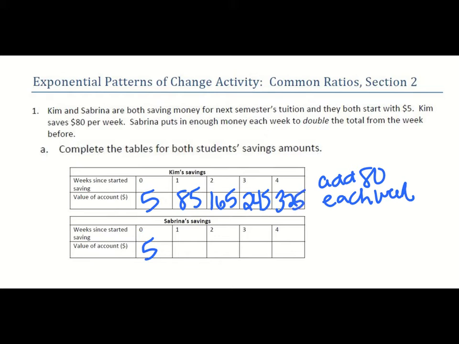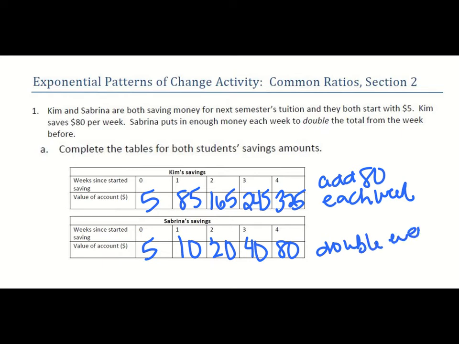Sabrina puts in enough money to double the total from the week before. So I'm going to double it. 5 times 2 gives me 10. If I double 10, I get 20. If I double 20, I get 40. If I double 40, I get 80. So this one is basically doubling.